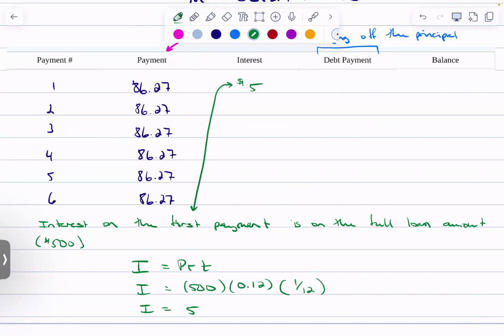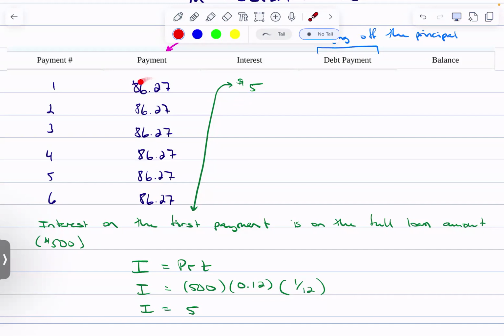The bank takes their $5 first. Oh, yeah, because t is in years. Yeah, because the rate was an annual rate. So the bank takes their $5. They really don't care.